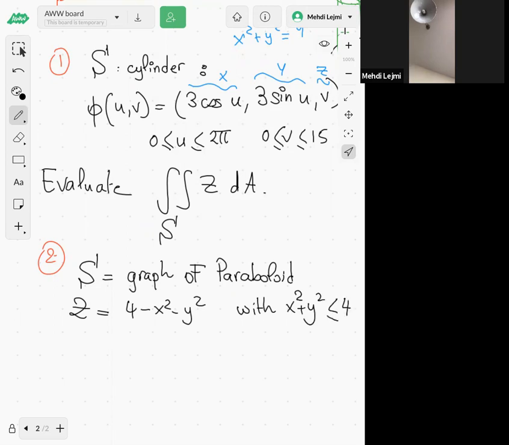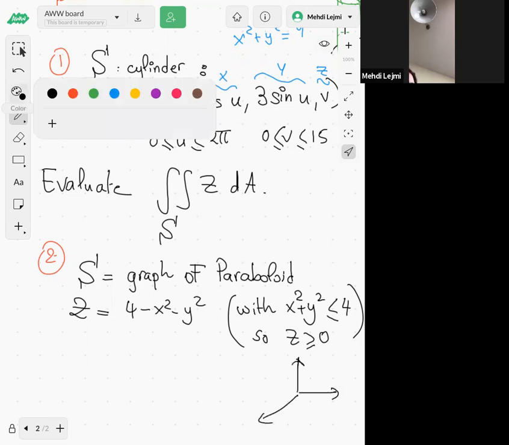So in other words, z is positive here, or 0. So z here is larger or equal to 0. In other words, this would be this paraboloid here. The top would be when x is 0, y is 0, so the top would be 4. So we have 4 here.